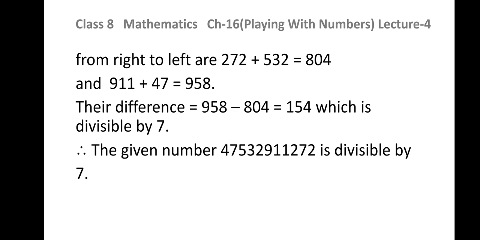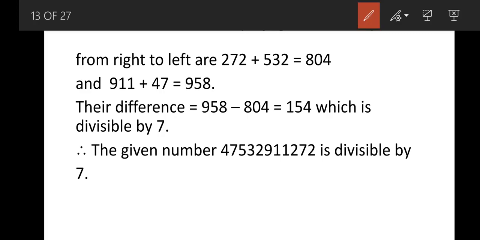So, dear children, I am explaining once again. First of all, you are supposed to make alternate blocks of 3 digits from right to left. 272 I have taken as one block, then I have left 911, and then 532 will be along with 272. 272 plus 532 will be added together, giving you 804, and then 911 and 47 will be added, giving you 958, and then their difference is taken, that is equal to 154, which is divisible by 7. Then you can say the given number is divisible by 7.